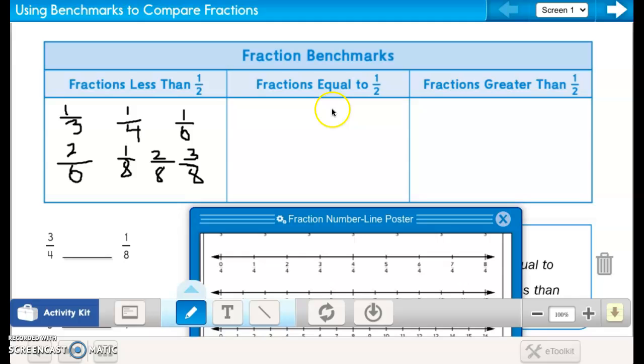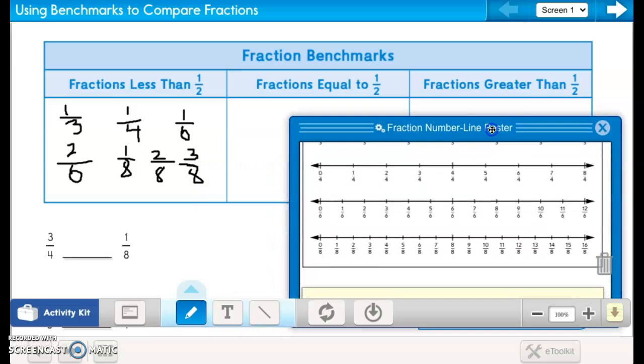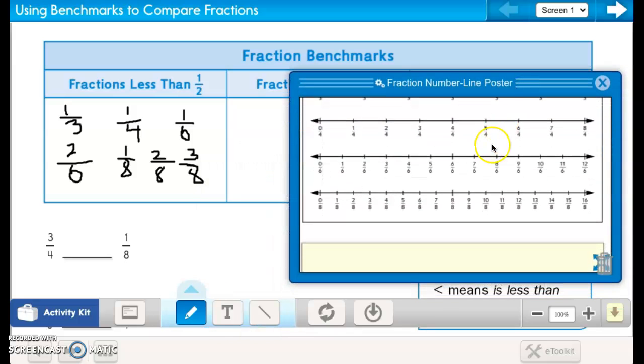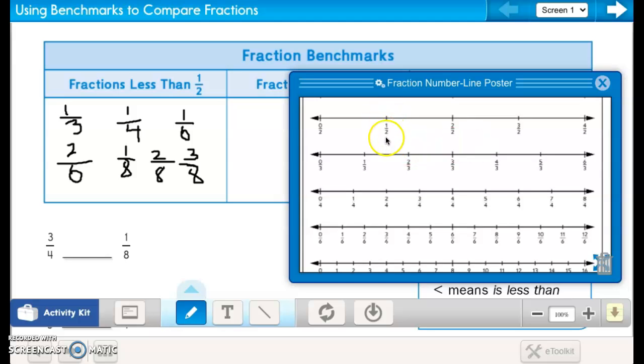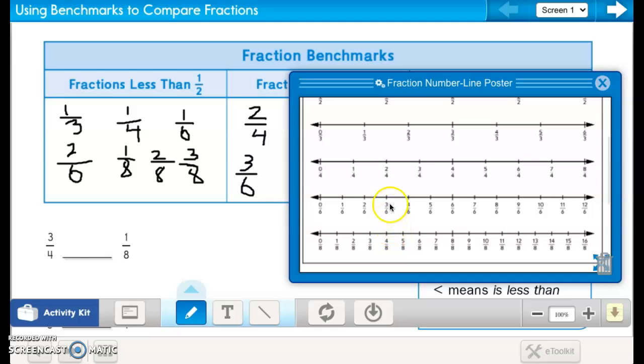Okay, so fractions equal to a half. Kind of looked at that earlier. So let's look at our number line here. Here's a half. So which one's equal? They have to match up. 2/4. So we can write 2/4. What else? 3/6 matches up. So we're going to do 3/6. And 4/8. We're going to write that down right here. 4/8.